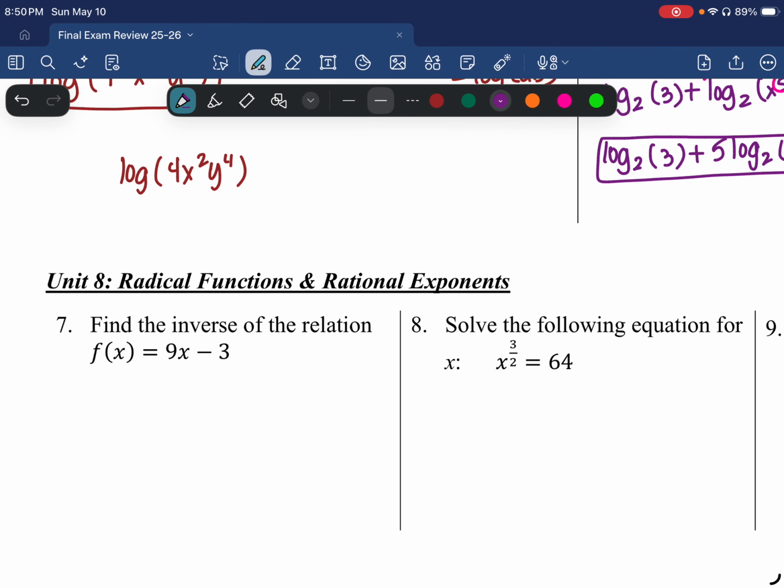Advanced Algebra 2 Semester Exam Review, Unit 8, Radical Functions and Rational Exponents.